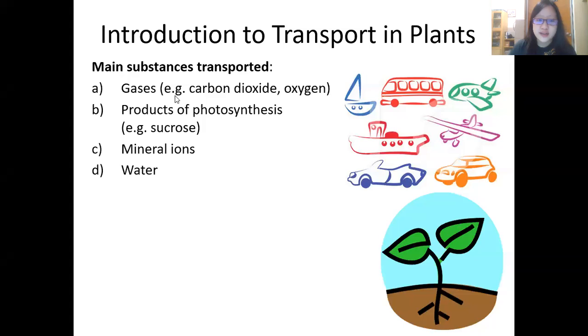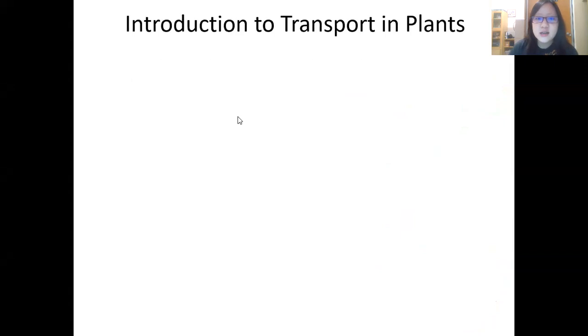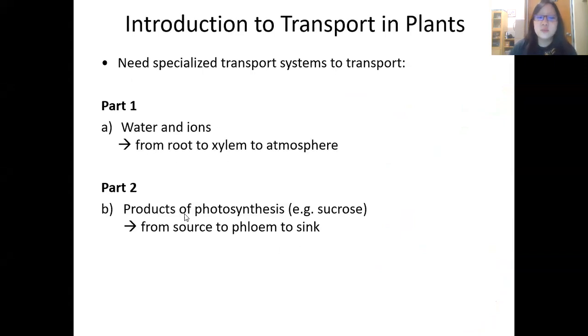Now, last week we mentioned that plants have to transport a couple of things. They transport gases, products of synthesis, mineral ions, and water. Gases can be transported via simple diffusion, whereas water, ions, and products of photosynthesis, for example sucrose, will need specialized transport systems. And you already know what they are in very simplified terms. Water and ions are transported by xylem, whereas products of photosynthesis, or assimilates, are transported from source to sink by phloem.